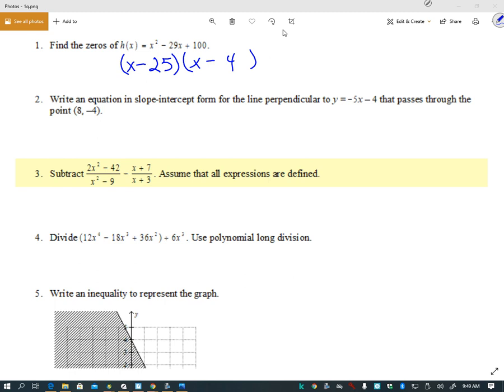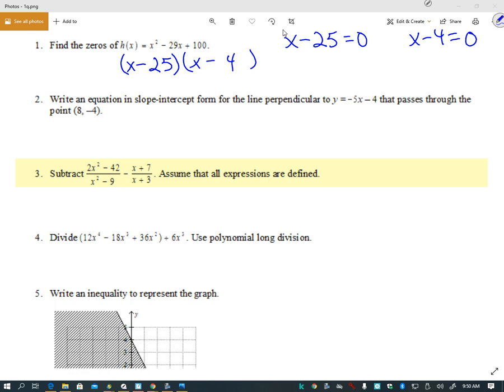Now, because it's asking for the zeros, what do I do with those sets of parentheses? Set them to 0. Emma, tell me what he means. So for each parentheses, you set that to 0. So in this case, it would be x minus 25 equals 0. Okay, x minus 25 equals 0, and x minus 4 equals 0. And what do you mean by solve? Solve for what? Solve for x.